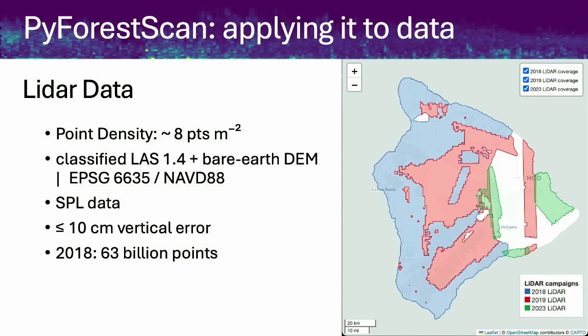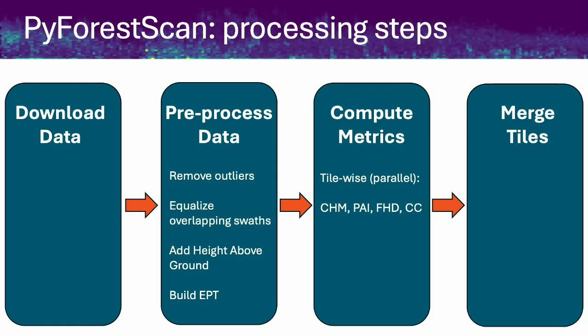With a point density of 8 points per meter squared, I have that and the bare earth DEM. I'm just using that DEM to calculate the height above ground when I'm loading the point cloud and calculating these metrics. The processing steps I take to do this: first I download the data. I guess there are no download data functions yet in the library, but that's not a hard one to do.